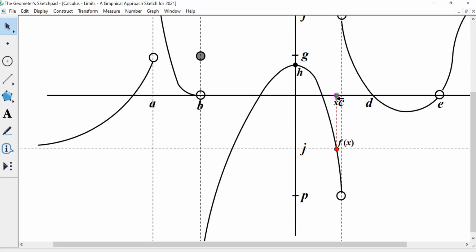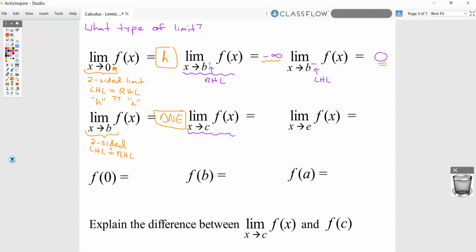on the left-hand side, because I'm on the left, as X approaches C on the left, as I get closer and closer to equaling C on the left, where do I see the red Y value going to? The red Y value appears to get closer and closer again to the open circle, which has a Y value of P. So because this is a two-sided limit, that means we're going to check to see, does the left-hand limit equal the right-hand limit?